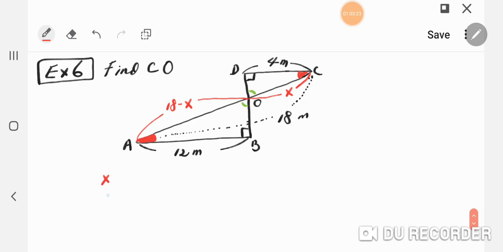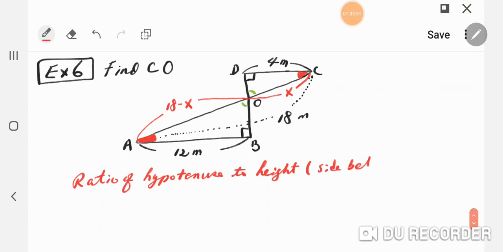From the smaller triangle, we will use the ratio of the hypotenuse to the height. In this case, height is the side between the 90 degrees and the degree in red.